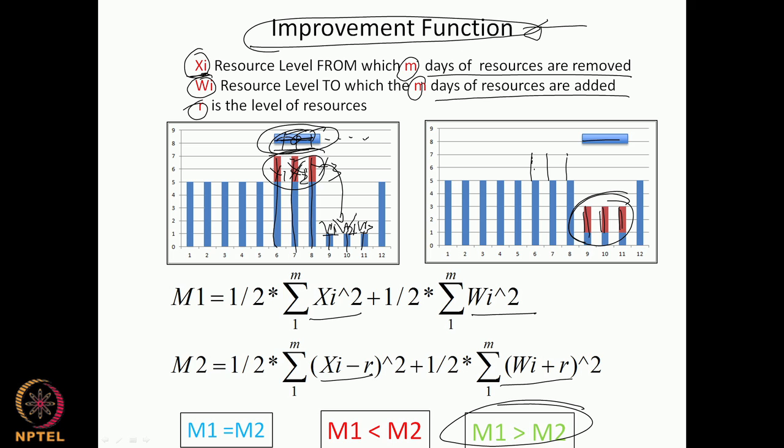So for example, if I move this by 4 days, my activity duration is only 3. I'm still only shifting 3 days of resources. So m is 3 even though the shift might be 4 days. We will come to this later because this is a common problem when we do these exercises. So please keep this in mind. So these are the variables.